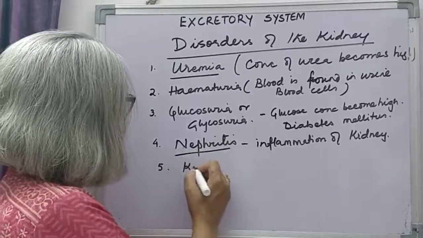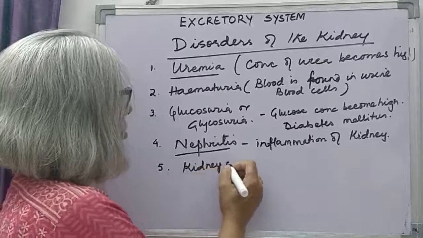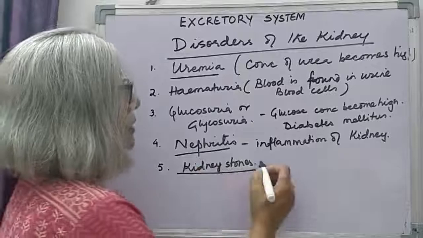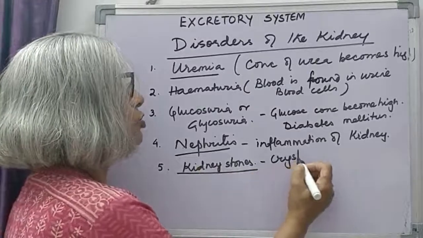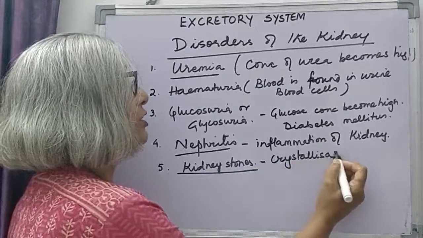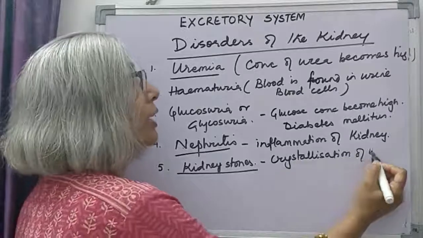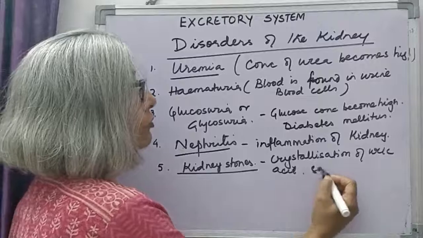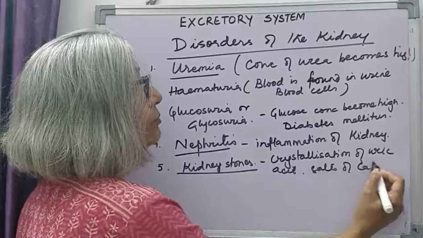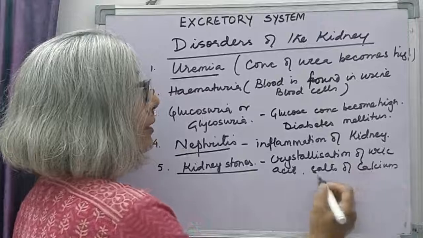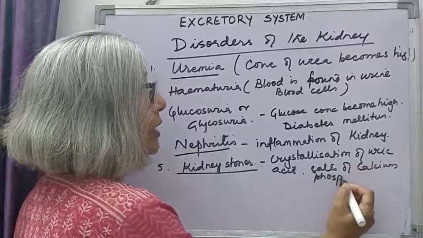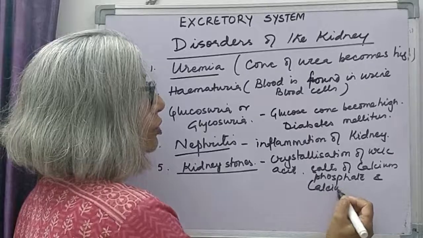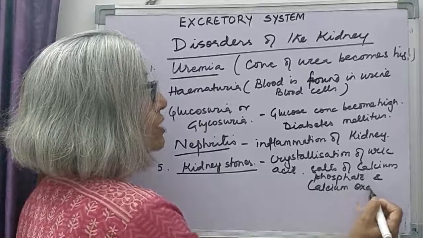Then kidney stones. Sometimes kidney stones are produced. Kidney stones are produced because of crystallization of uric acid or even salts of calcium phosphate and calcium oxalate, which lead to production of small stones in the kidney.